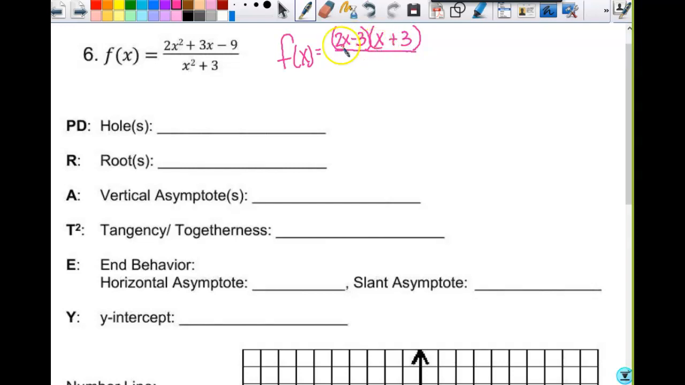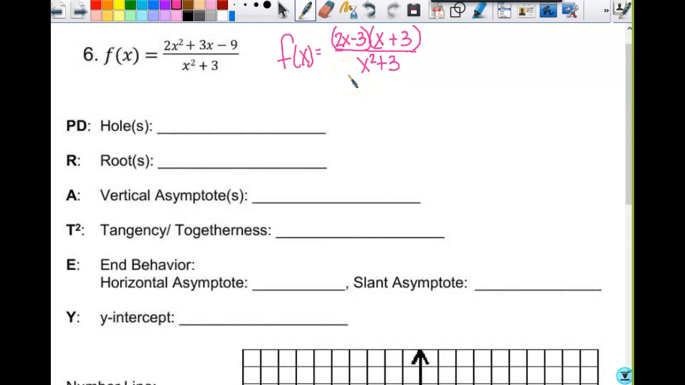This is a negative 3x, positive 6x. That's what's going to give me this. And then negative 3 times 3 gives me negative 9. There you go. Okay. But again, if you need to do grouping, that's absolutely fine. I'm not saying you have to do it that way. It'll just save us some time right now. Can I factor the denominator at all? No. So it's just x squared plus 3.